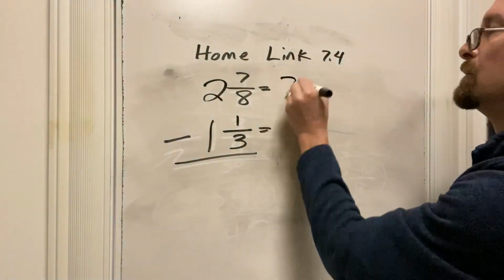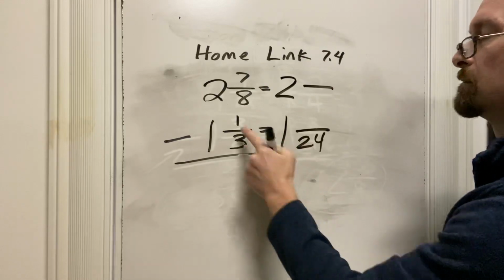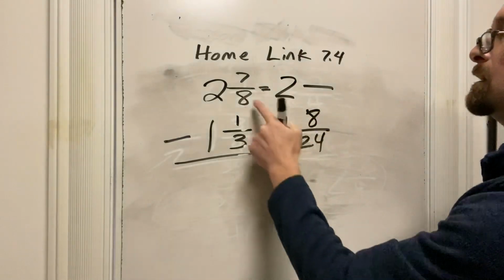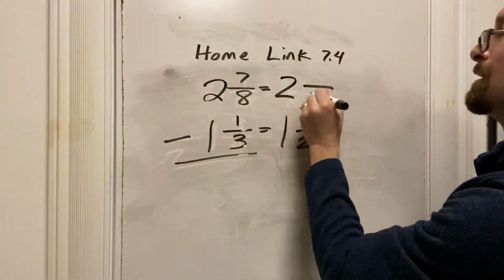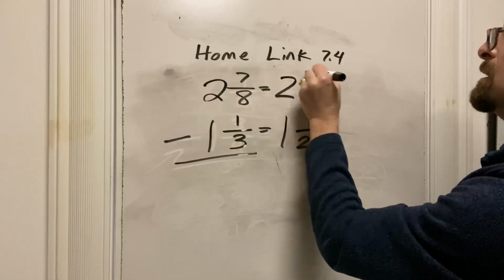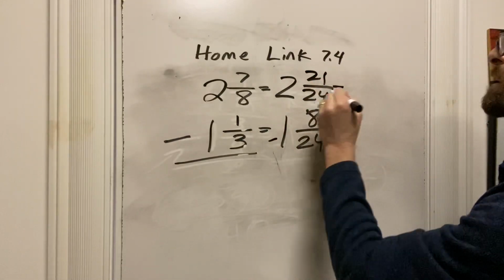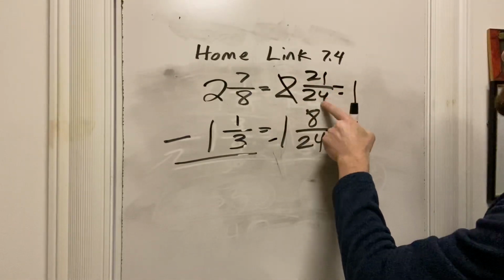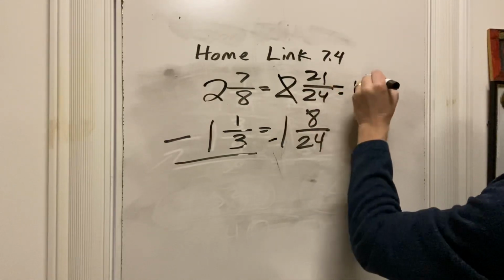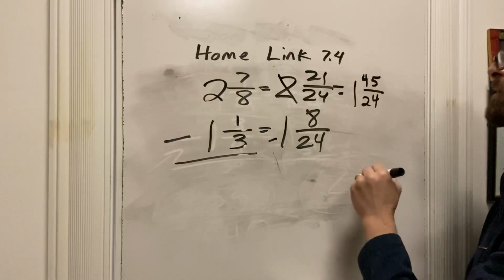All right. 24 times 8. 1 times 8 is 8 times 3. Ooh, I guess I knew that. 24 times 3 times 3, 21. They're subtracting again. We can't do 21 minus 8, so we do our tricky trick. Make that a 1. 24 plus 21, that should be 45 24ths. That's kind of a pain.